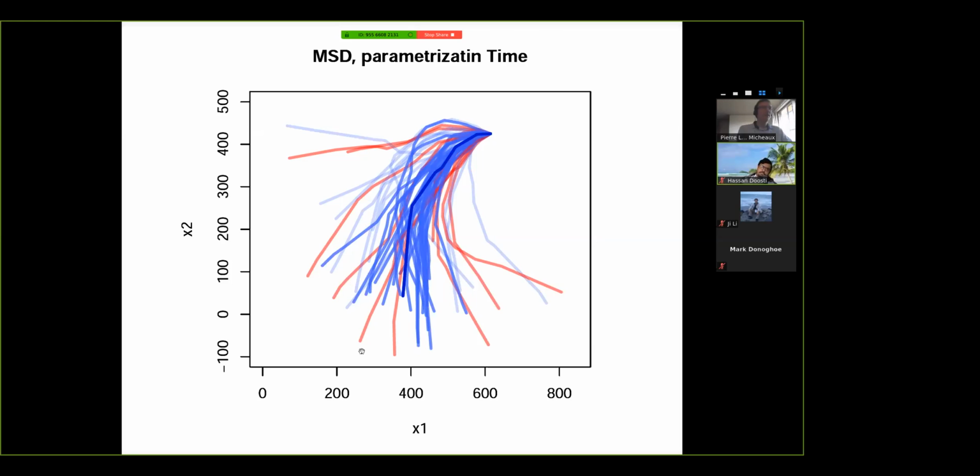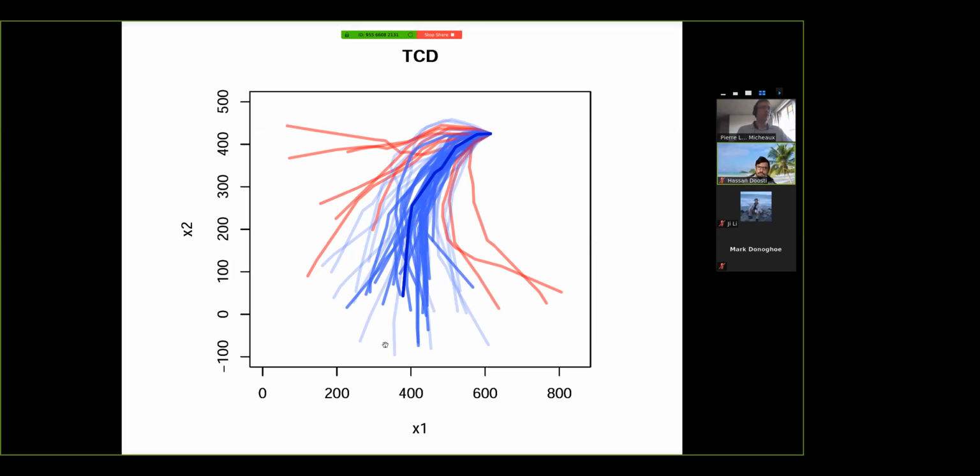If we use another well-known depth method, which is called the multivariate simplicial depth, then we get the same type of problems with time parameterization or with an arc length parameterization. And then we applied our new developments, and this is what we get.